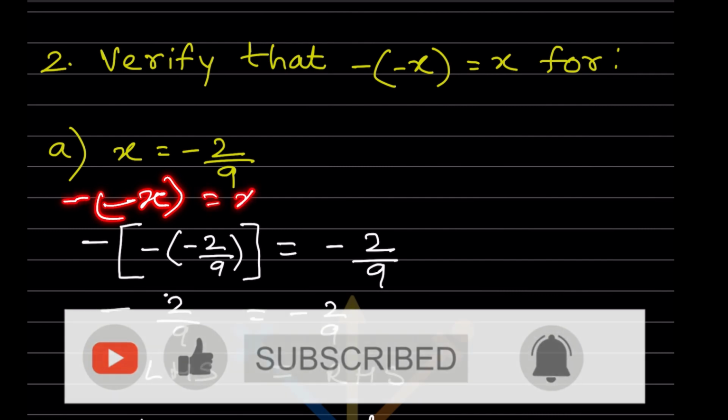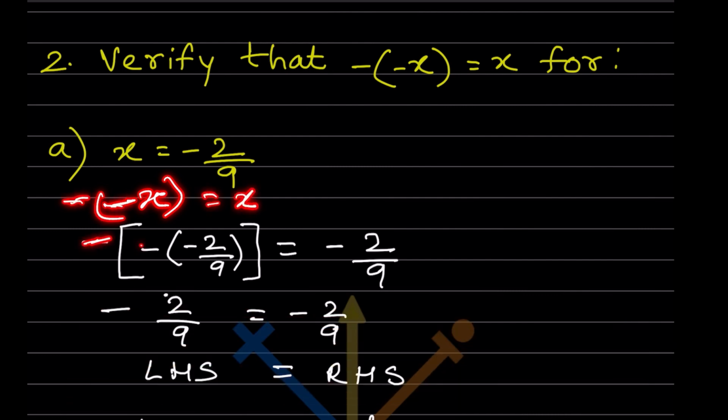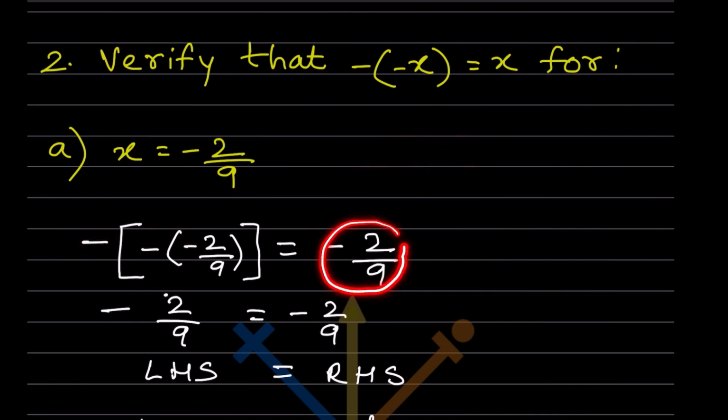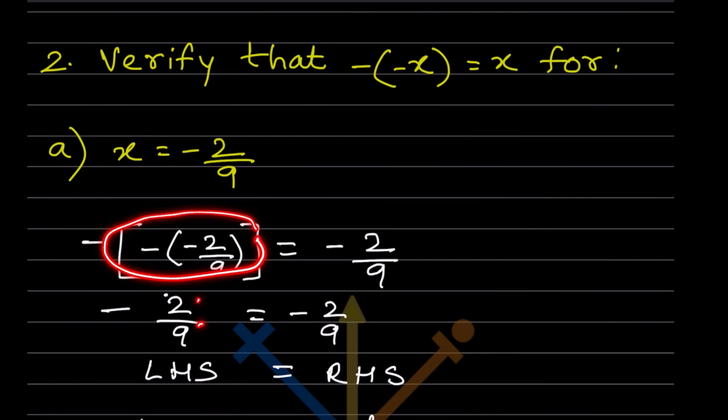So now what will we do? We'll put this minus here, this minus is here, and for this x, we are going to put this value, minus 2 by 9. I put it in the bracket so that it's easy for the calculation. Hope this is clear why I put a bracket. And here, when you see minus into minus, that is going to be plus. So here there is minus, and this minus into minus, that is going to be plus. So plus into minus, that is going to be minus. So this is minus 2 by 9, and this is same as this one. So what we can say, that this one is minus 2 by 9.